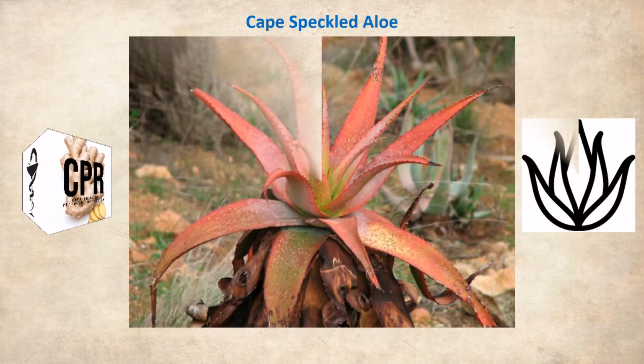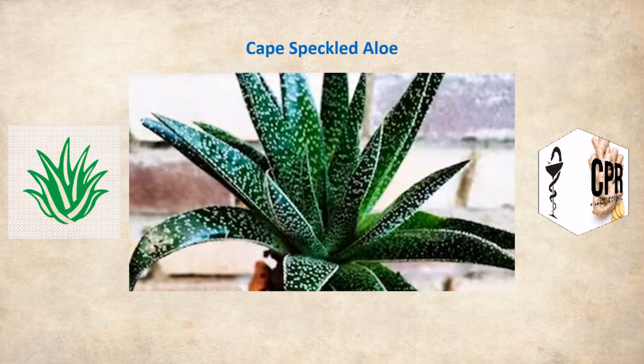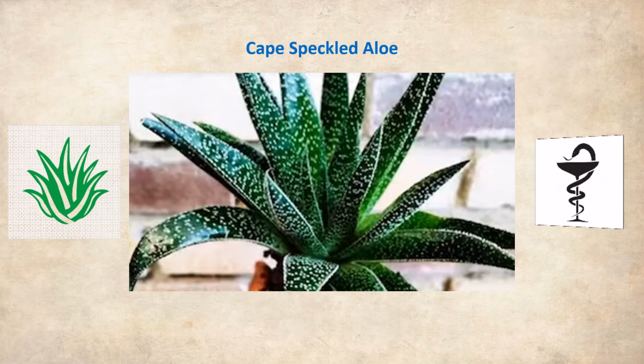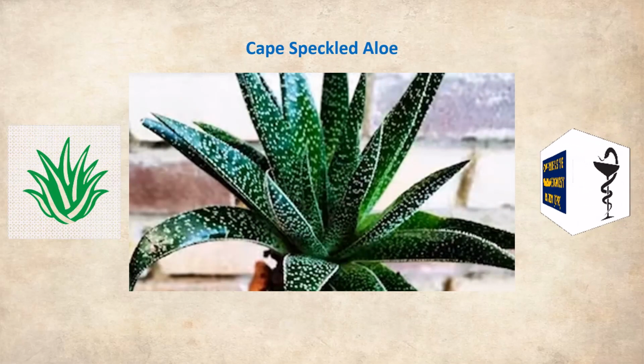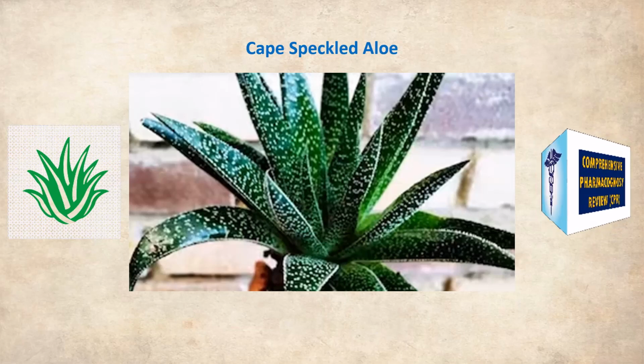These are the images of Cape speckled aloe. This is the green variety of Cape speckled aloe. As shown earlier, the green leaves turn red and brown when the plant is stressed.